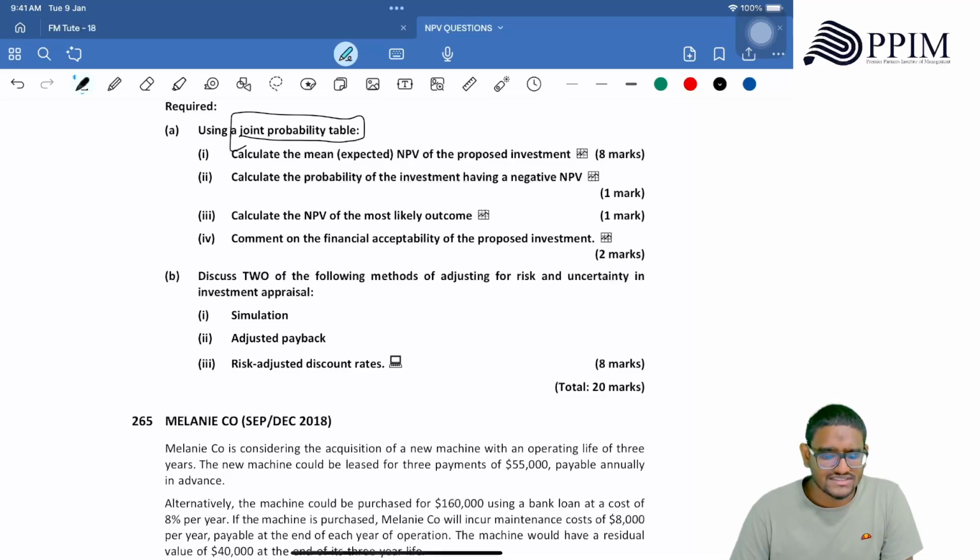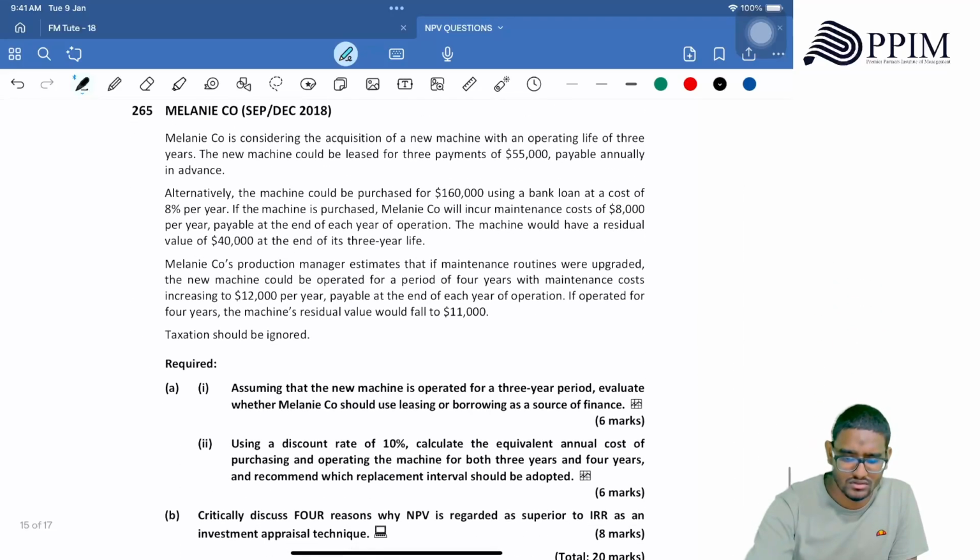The last one is risk adjusted discount rate. I think we referred to that in the previous answer on the HEBAC. So you can write down the same thing. Right, let's go into the next question.